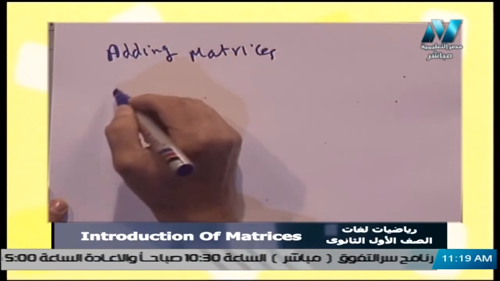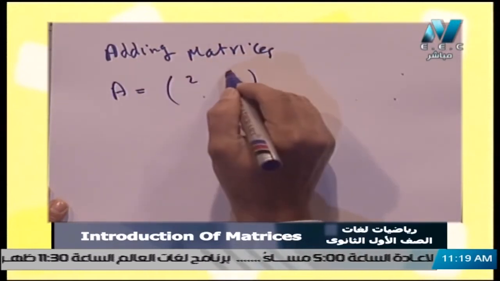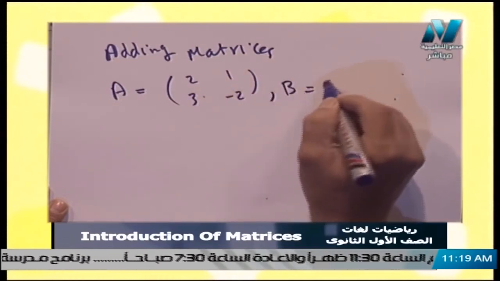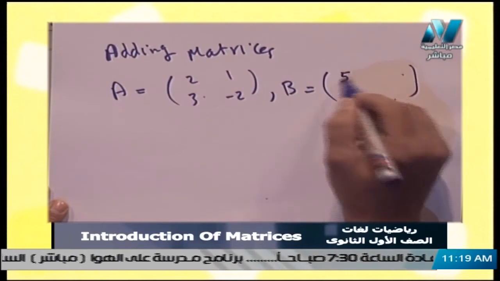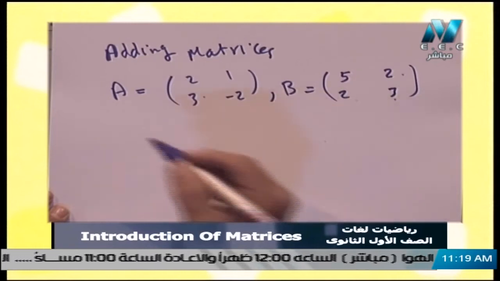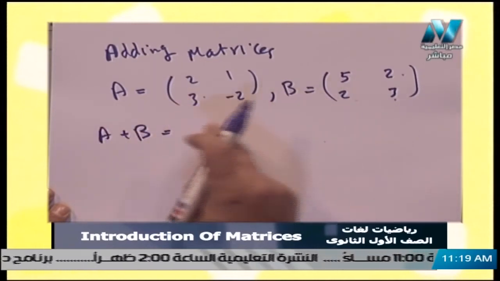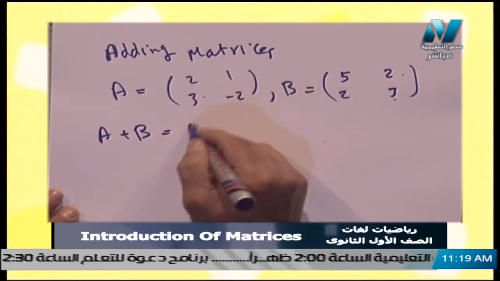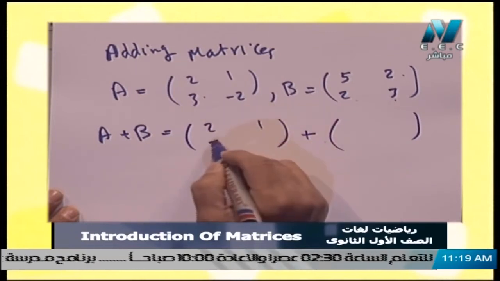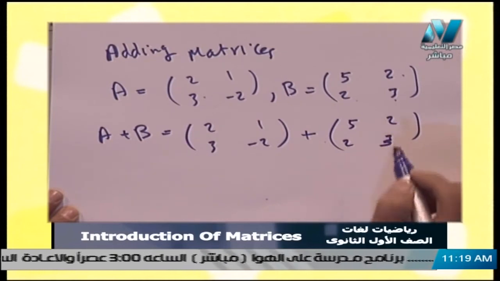If we have matrix A like that, 2, 1, 3, negative 2, and another matrix B, 5, 2, 2, and 3, and we would like to find out A plus B. A plus B means adding the two matrices. Okay, put these matrices like that, 2, 1, 3, negative 2, and 5, 2, 2, and 3.